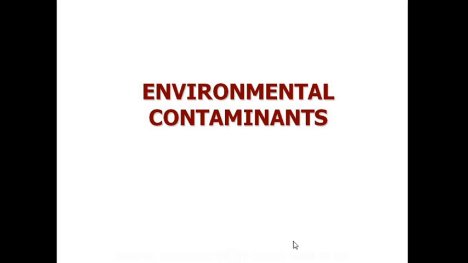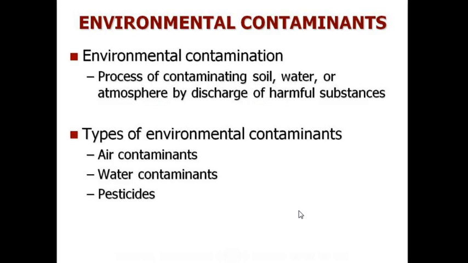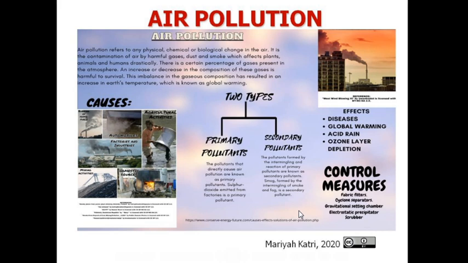In this section, we are dealing with environmental contaminants that cause serious harm to the environment. So what is environmental contamination? Environmental contamination is the process of contaminating soil, water or atmosphere by discharge of harmful substances. So there are various types of environmental contaminants. It can be air contaminants, water contaminants or agriculture contaminants like pesticides. So let's see each one in detail.